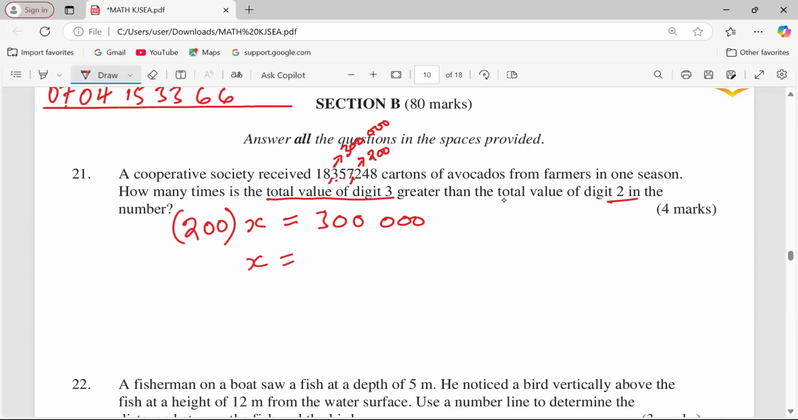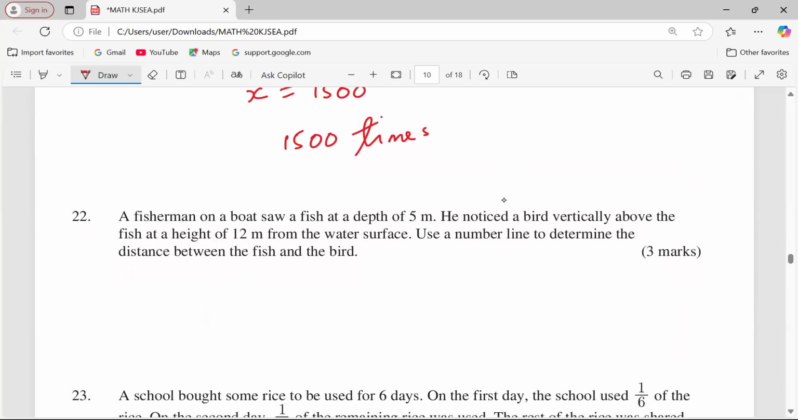So the value of x, when we divide through by 200, I'm getting 1,500 times. In other words, 200 should be multiplied by 1,500 for us to get 300,000. Therefore, 300,000 is greater than 200 by 1,500 times. That one should also be understood.